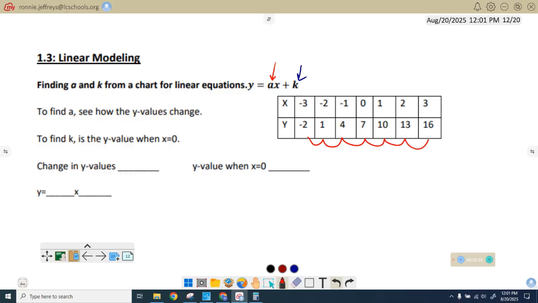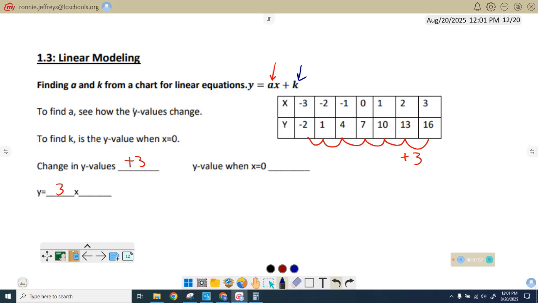All right, so what is happening each time to go from right to left? What are we doing? Yeah, we're adding 3. So it's a plus 3. That is our A value, or what we would also call slope in other times.